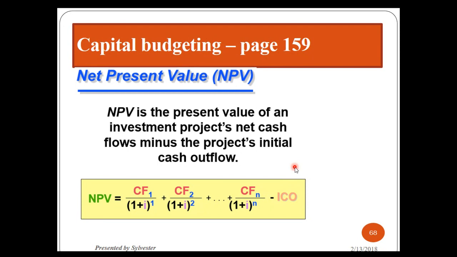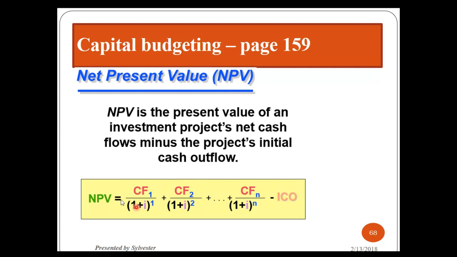So if you've got two projects, the one with the highest net present value will be the one that is going to be selected. Remember, you can only make a decision based on the present values. We cannot use future values in order to make decisions. So in a nutshell, this is just a formula. As you can see, this is the cash flow for year one, the cash flow for year two, the cash flow for year three, etc., etc.